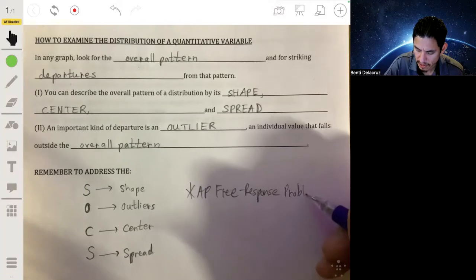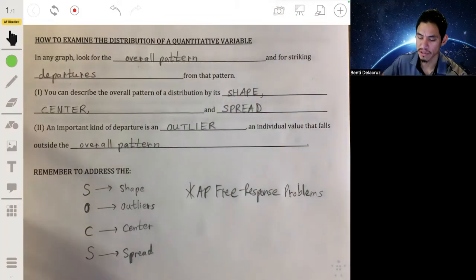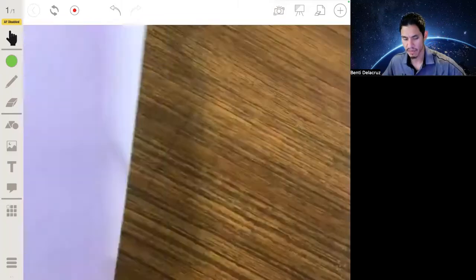Well, and what's actually good about these types of problems is they're actually pretty easy as long as you remember this, because they're pretty much common sense. It's not like you have to know some advanced, complex way to describe a set of data. So let's go over an example.